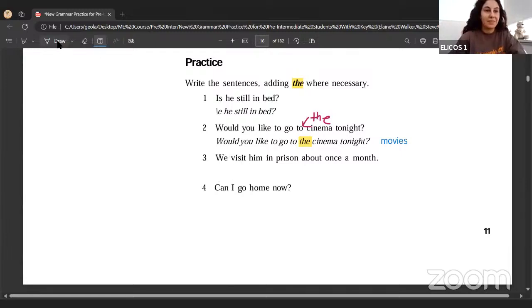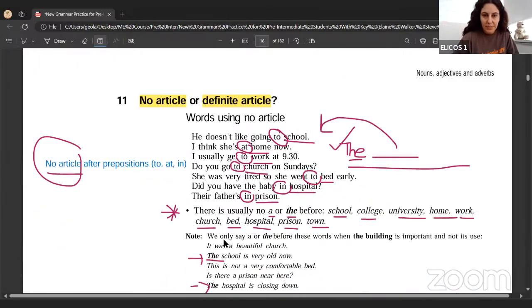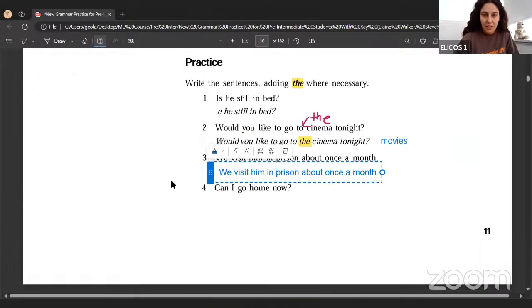3, we'll start with Javiera. We visit him in prison about once a month. We visit him in the prison. No, I think it comes from the word here, prison. Does it? Yes, so no, we don't need to. So this one, we can just leave it the same. I didn't change anything. In prison.